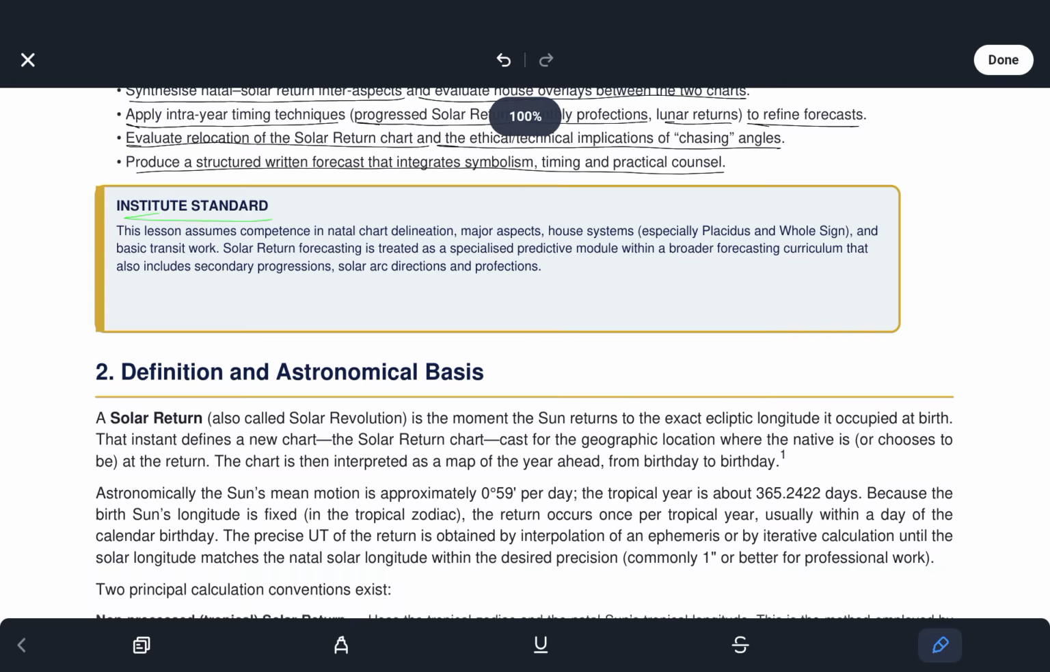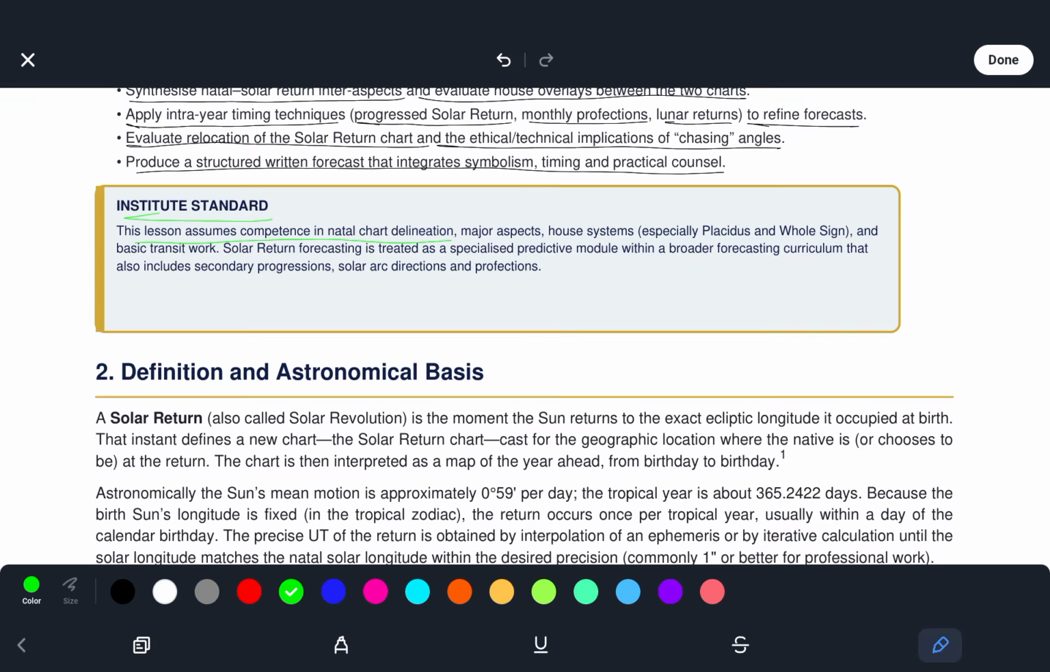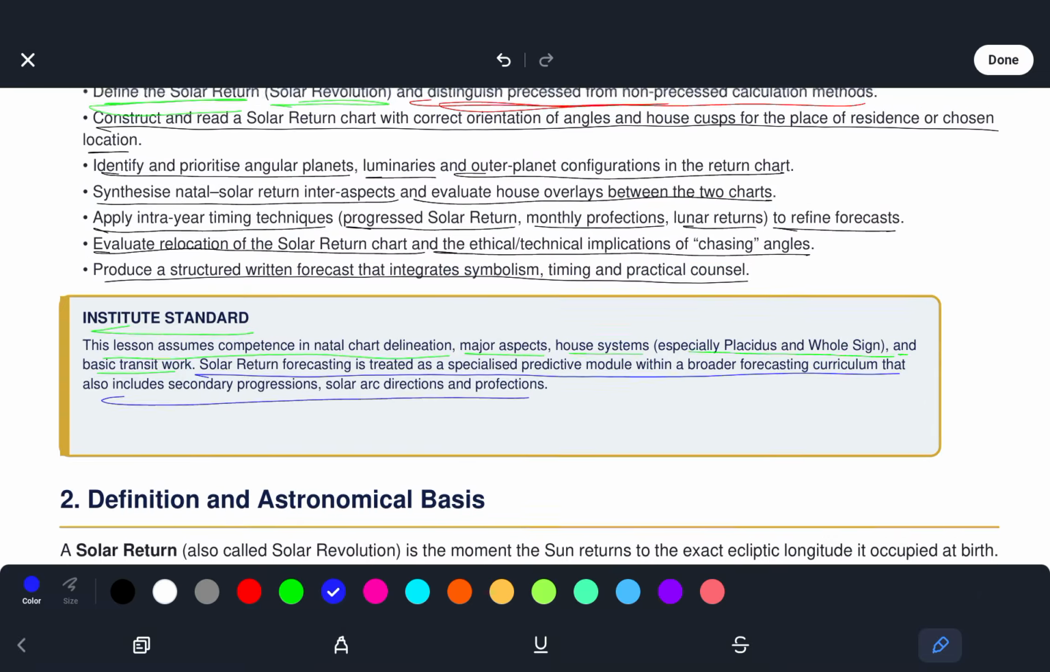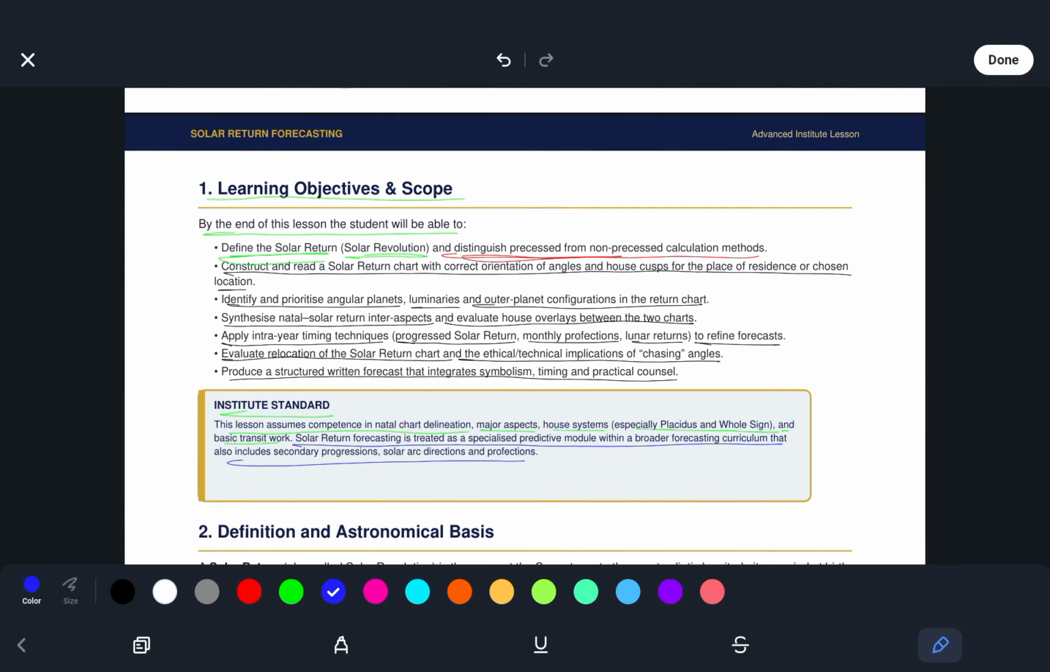So, the Institute standard says this lesson assumes competence in natal chart delineation, major aspects, house systems, especially Placidus and whole sign, and basic transit work. Solar return forecasting is treated as a specialized predictive module within a broader forecasting curriculum that also includes secondary progressions, solar arc directions, and profections.